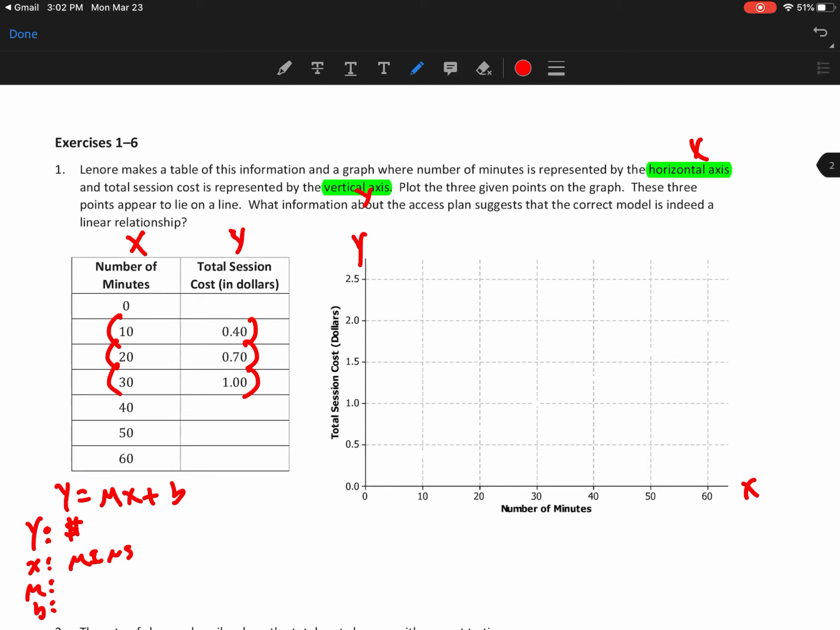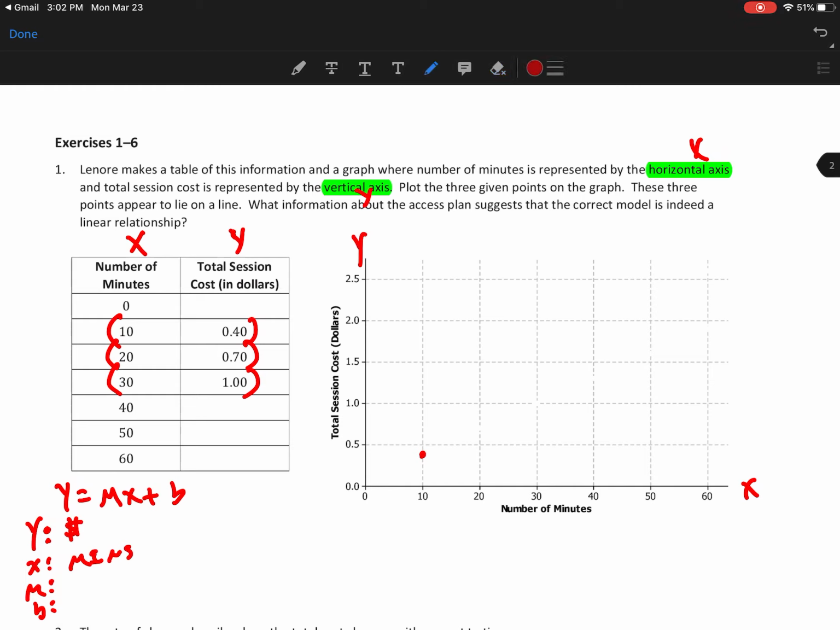Okay, so let's look at those three. When x is 10, y is 40 cents, and they were nice enough to give us a little cheat. How do we know that space is in the correct place? Well, 40 cents, and we have a distance from 0 to 50 cents. Half a dollar is 50 cents. So we can divide that into 1, 2, 3, 4, 5, right? And at 40 cents, I could have done a little bit better job there, I guess. So let me do that.